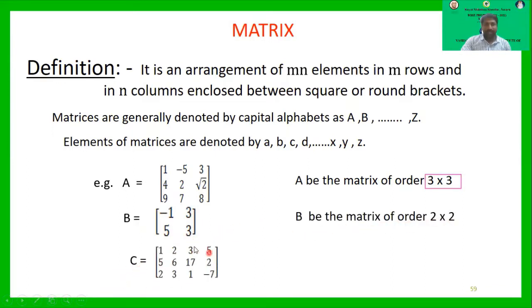Now the C matrix. This is an arrangement of 12 elements in 3 rows and 4 columns. So C has order: number of rows first, 3, and number of columns, 4. The number of rows is always written first, into number of columns. Here there are 3 rows and 4 columns, so 3 by 4.